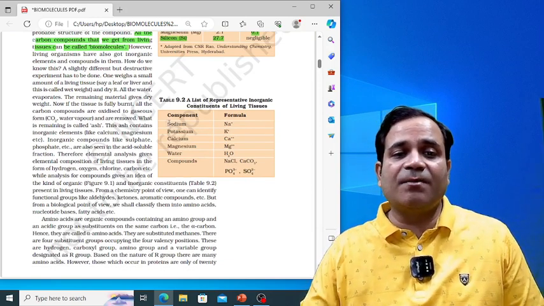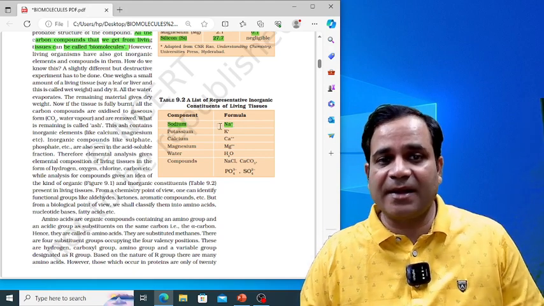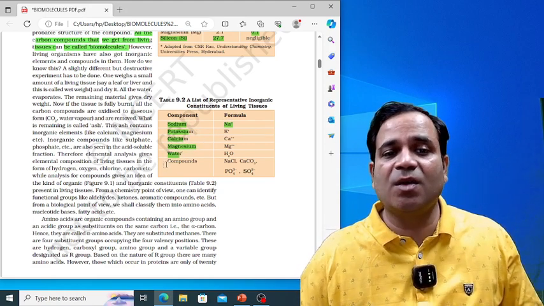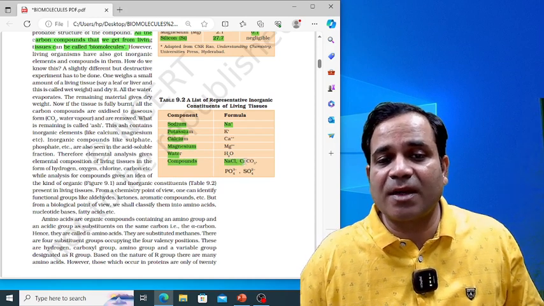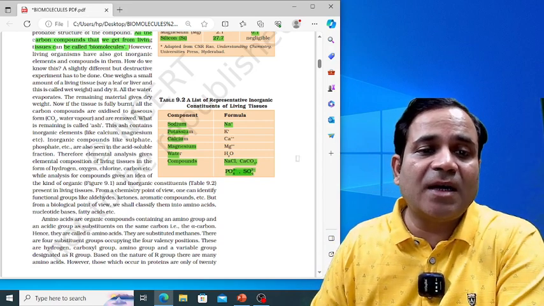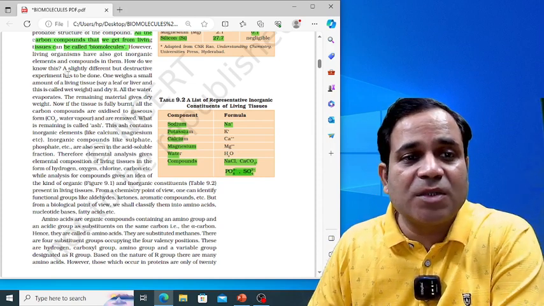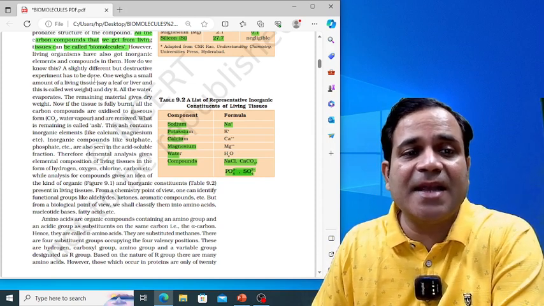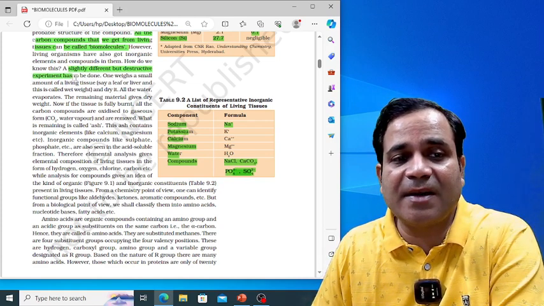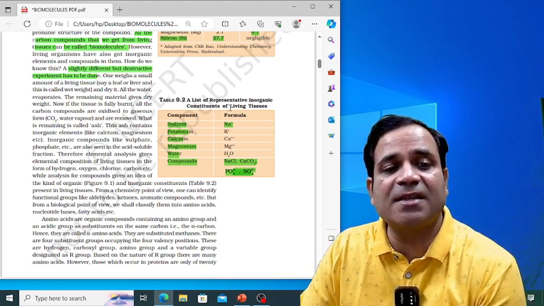Now the point to be noted is the list of some representative inorganic constituents of living tissue. Sodium, the formula is Na+, potassium K+, calcium Ca++, magnesium Mg++, water H2O. Compounds: sodium chloride, calcium carbonate, phosphate and sulfur dioxide. These are all the representative inorganic constituents of living tissue. The question is what things are in given biomolecules. Here a slightly different but destructive experiment has to be done. When we weigh them, we get a quantity. This is the figure that is important to know here.